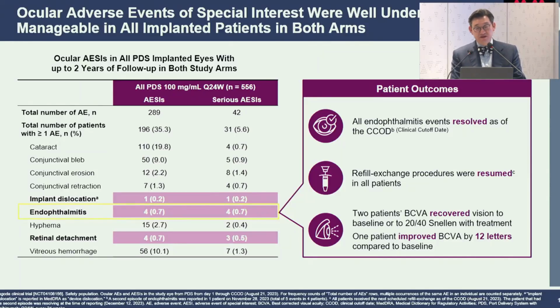Ocular adverse events are shown here, and if we focus on endophthalmitis, there were 4 cases of endophthalmitis. All the endophthalmitis events were resolved by the clinical cutoff date. The refill exchanges were resumed in all patients, so they were back on track. And 2 patients' vision recovered to baseline or to 20/40, and 1 continued to improve by 12 letters.